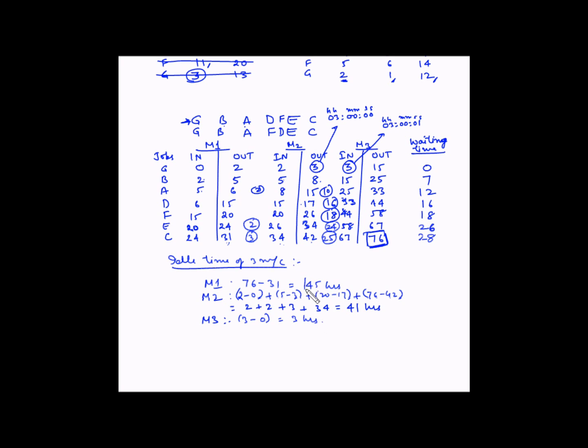So machine M1 is idle for 45 hours, machine M2 is idle for 41 hours, and M3 is idle for 3 hours.